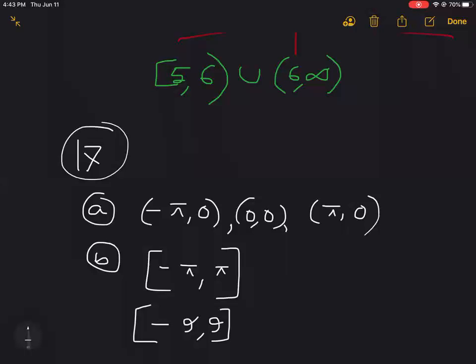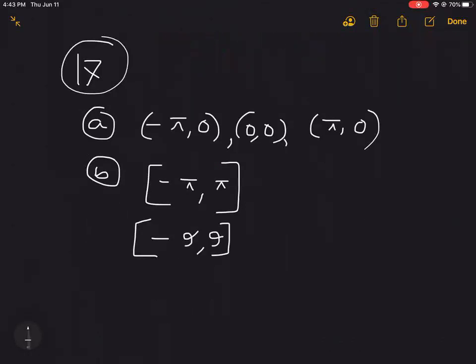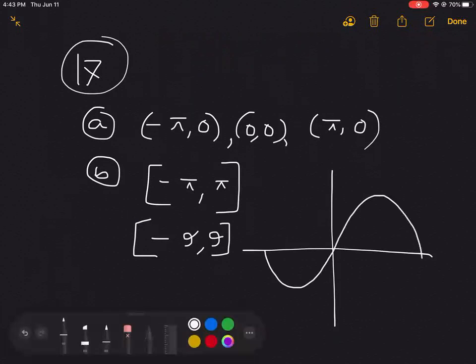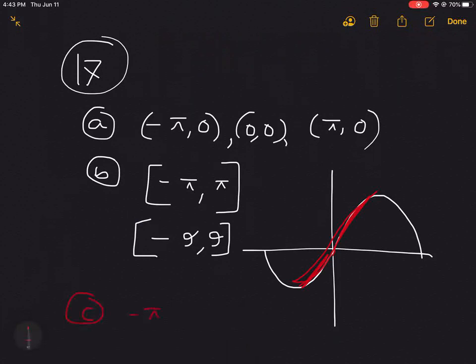Yeah, now the answer is right. As you can see, let me draw the graph for you real quick. As you can see, on this portion, the function is on the rise, right? So definitely from negative pi over 2 to pi over 2, the function is increasing, okay? Right?